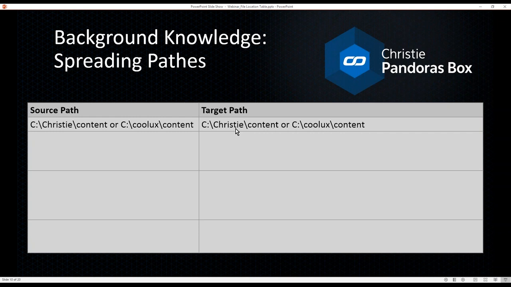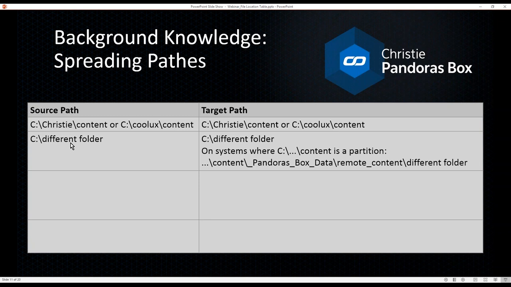If you drag content from a different folder into the project, there are two possibilities. Either we create this different folder and save the file there, or we have a look whether... actually, this is done first, of course. We first check whether there is a Tristy content or Kulak content partition or folder. And if there is one, then we go into it. There is already a folder called Pandoras Box Data, remote content. And in this folder, we now create the different folder that we saw down here.